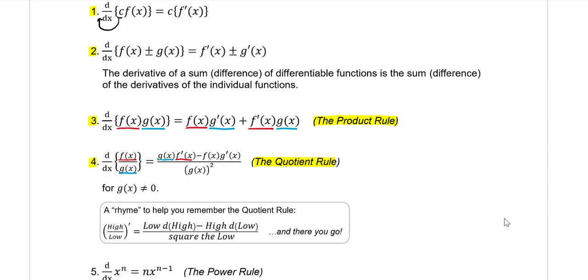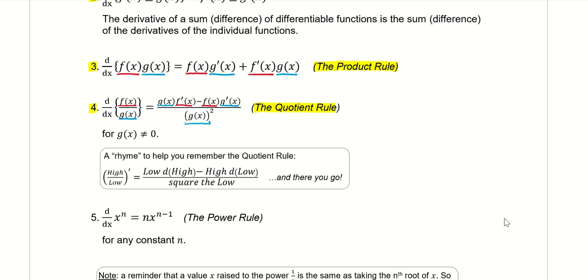Notice here in this notation, or in this layout, f of x is the numerator function, so make sure g of x matches with your denominator, f of x matches with your numerator function. So denominator times the derivative of the numerator minus the numerator function times the derivative of the denominator function, all divided by the denominator function squared. And notice we're not taking a derivative there, it's just g of x squared. And as always, assuming that that denominator function is non-zero.